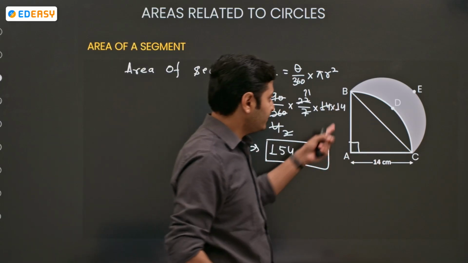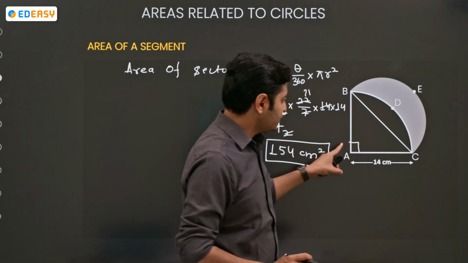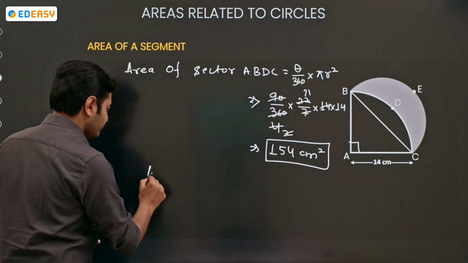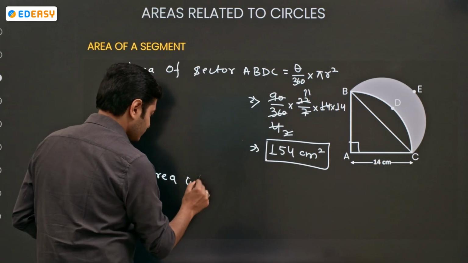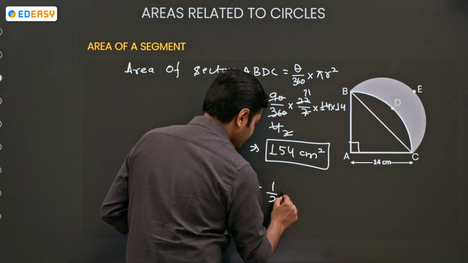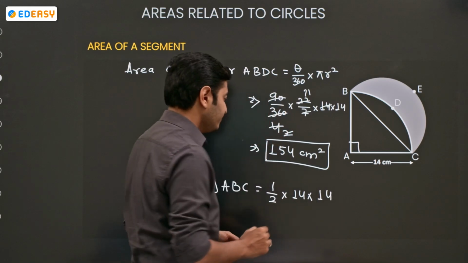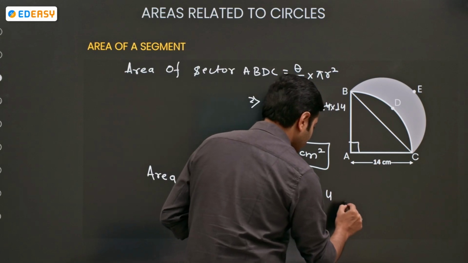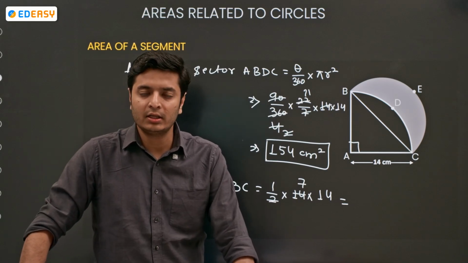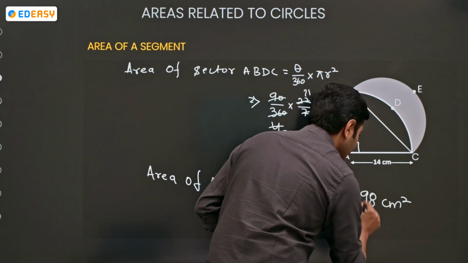Now we need to find the area of this triangle also. In this triangle, it's a right angle triangle, no? This is 14 centimeter, this is also 14 centimeter. So base and height are known to us. So area of triangle ABC is half into base 14 centimeter into height 14 centimeter. So that will be 7 into 14. 7 into 14 is going to give me 70 and 28, 98. So the area of the triangle is 98 centimeter square.